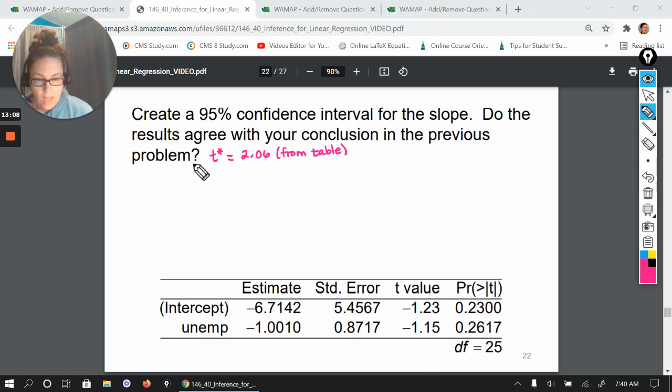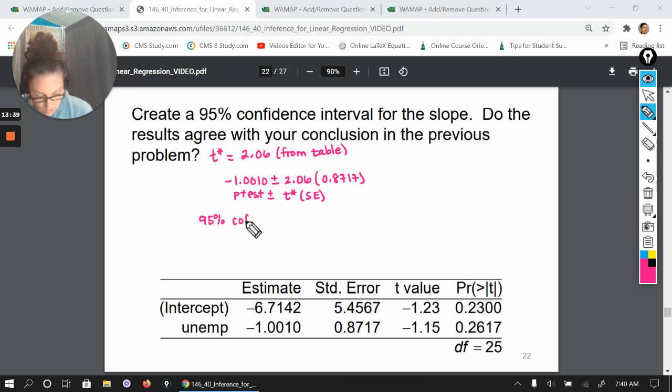And then we have our equation, -1.0010 plus or minus 2.06 times 0.8717. So this is the 95% confidence formula. We take our point estimate plus or minus the t-star value times the standard error. That's the formula. So when we use the minus sign in that formula, we get the lower value.